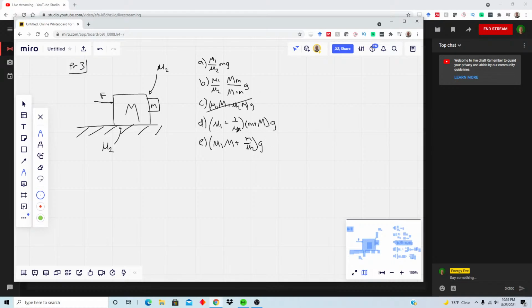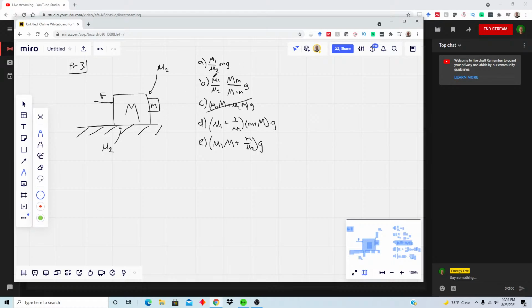With D, this still holds true, in the sense that if mu2 is really, really small, then this part will blow up, so that's fine. And for E, we have the same thing too, where this will blow up. Okay, so that's enough with that part.